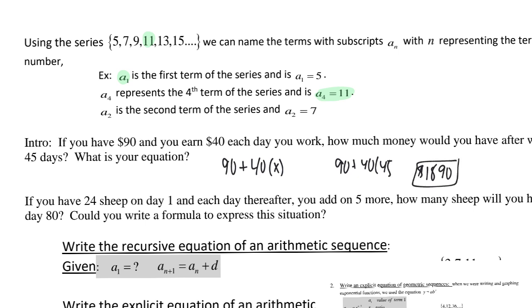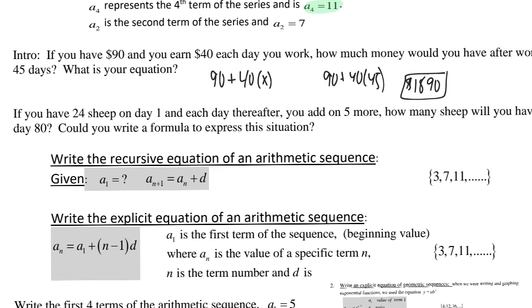And there really isn't much more to it than that, okay? And then the next question says, if you have 24 sheep on day 1, and every day thereafter, you add 5 more. Okay, so you get 24. And every day that you wait, you get 5 more. Okay, so the next day, each day that you wait, you're going to get 5 more. How many will you have on day 80?